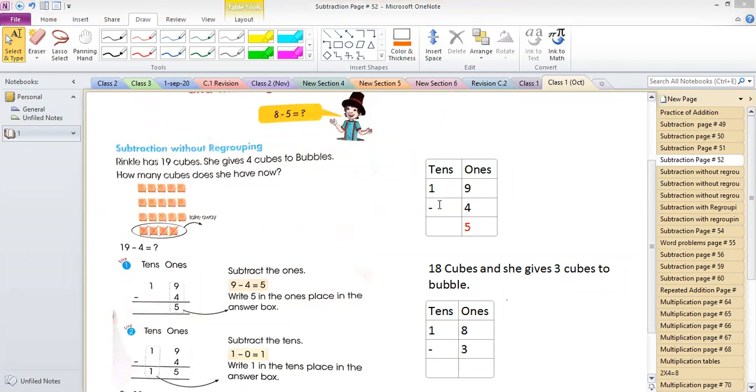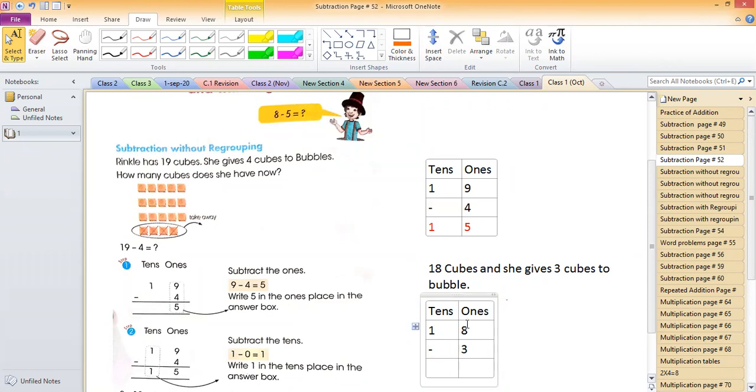Very good. 1 minus 0 equals 1. So 15 is the answer. How many cubes does she have now? She has 15 cubes now. Let's take one more example, guys. Instead of 19, if she has 13 cubes, Wrinkle, and she gives 3 cubes to Bubble, how many cubes are left?